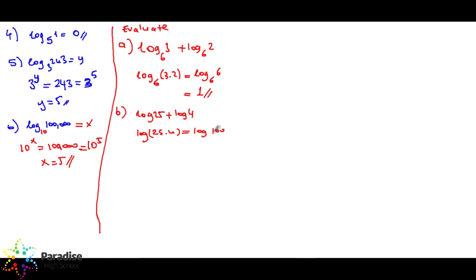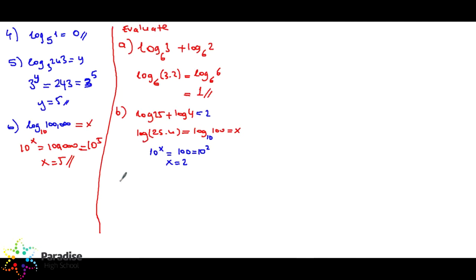So if logarithm 100, let's say we have to evaluate it. This is equal to x. And then what is the base here? We know that it is 10, right? So how can I write it in index form? 10 to the power of x is equal to what? 100. 100 means 10 squared. It means that x is equal to 2. So when you evaluate this, that's equal to 2.